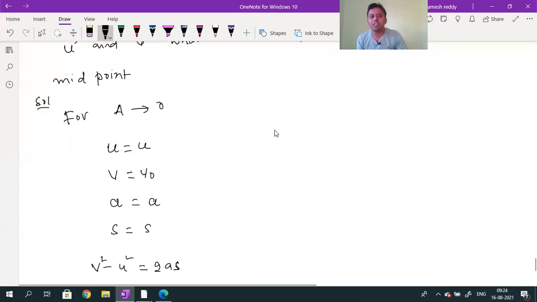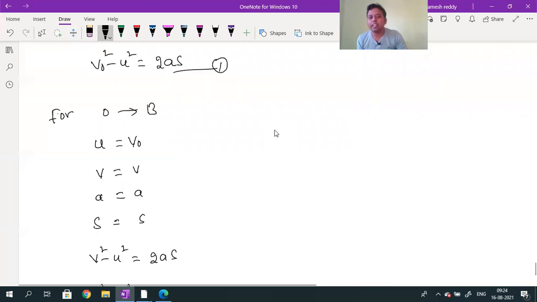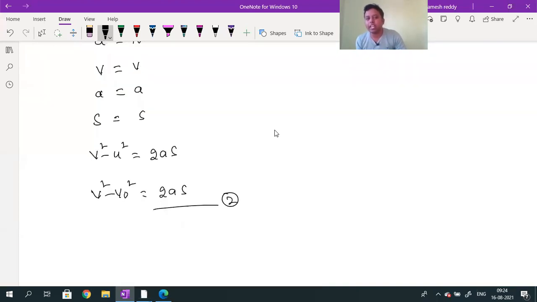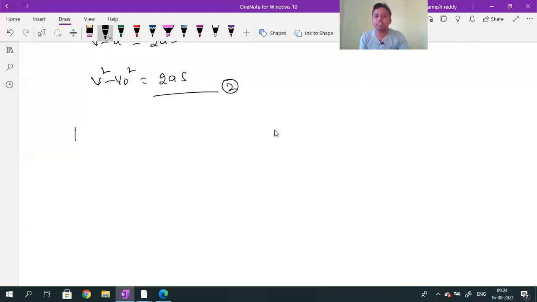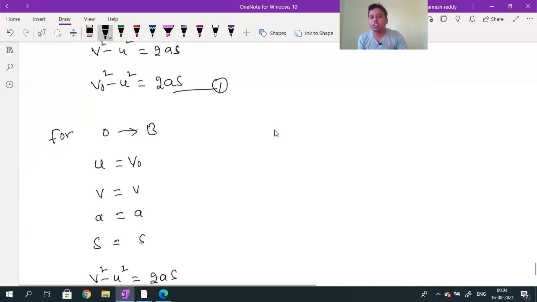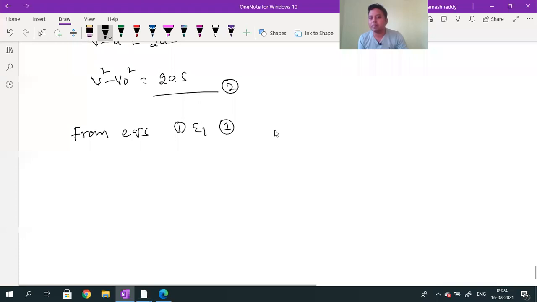First I consider the A to O journey, and I got equation 1. Then I consider the O to B journey, and I got equation 2. From equations 1 and 2, the RHS is equal, because 2AS is there in equation 1 and 2AS is there in equation 2 also. So the RHS will be equal.